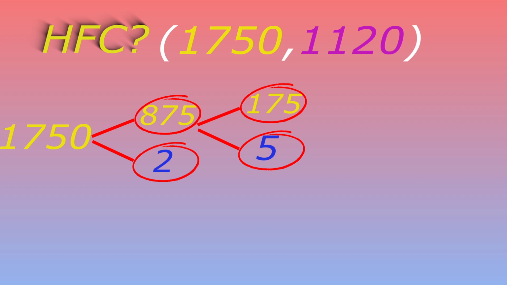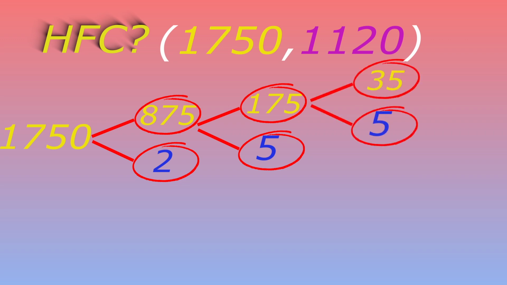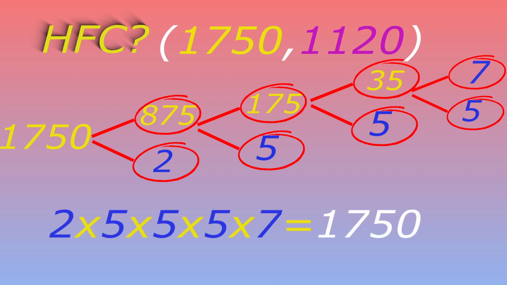Since, like 2, 5 is prime, we can't factorize it, so we move to 175. 5 divides 175 and we get 175 equals 5 times 35. 5 also divides 35 and we get 35 equals 5 times 7. Both 5 and 7 are primes, so we stop there. Now we just multiply all the primes we encountered, and that gives us 2 times 5 times 5 times 5 times 7 equals 1750.